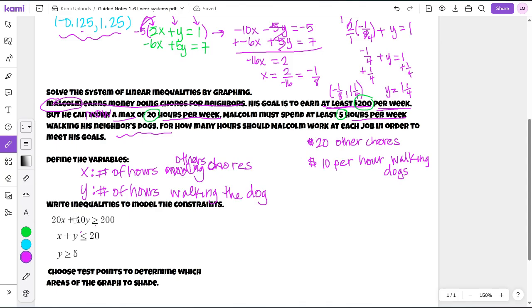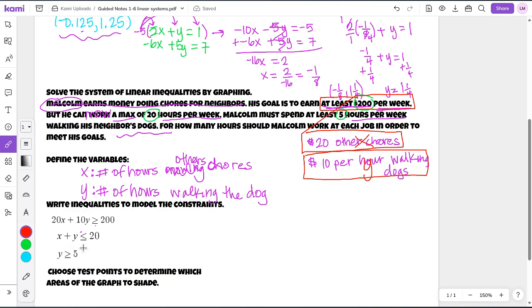All right, so I want to put all the money together. Do you see we have money? We have at least $200 per week, and he's going to make $20 an hour on other chores, $10 an hour on walking dogs. All right, so I want to put all three of those together because they're all money. I know other chores variable is X, walking dogs is Y. So 20X plus 10Y at least 200 means this stuff has to be greater than or equal to 200. All right, we also know that he can work a max of 20 hours. X and Y are the number of hours he's doing these chores.